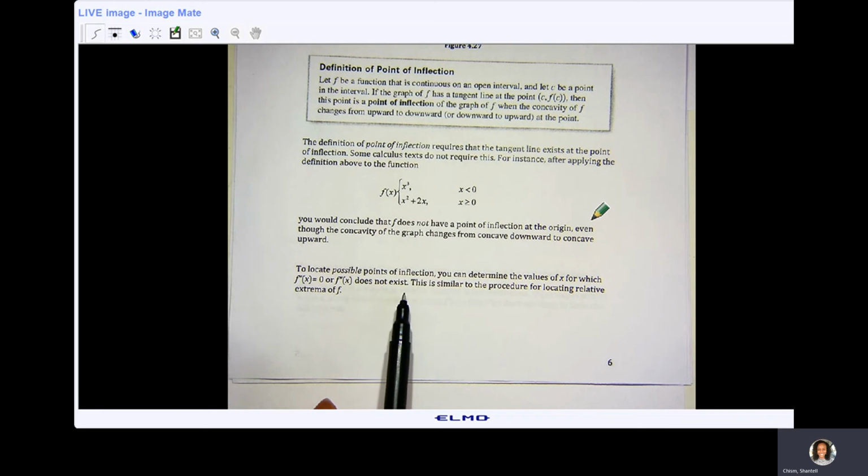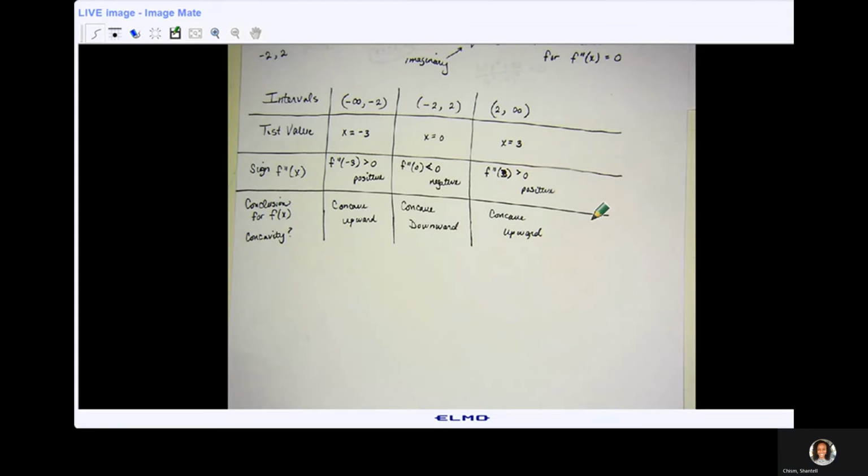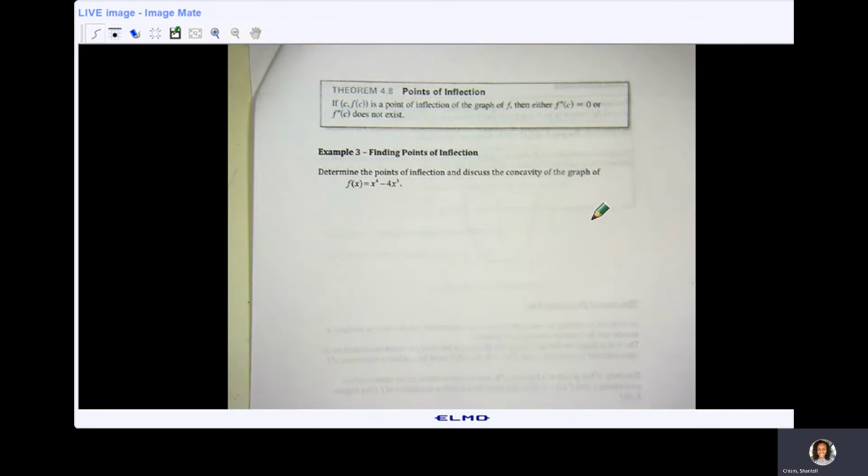And this again is basically kind of what we did before. We're just now going to call them points of inflection. And it's similar to what we did when locating relative extrema, when we were using the first derivative test. All right, so we'll look at this one in our notes here, example 3 in our notes, and then I think there's something else we'll look at.